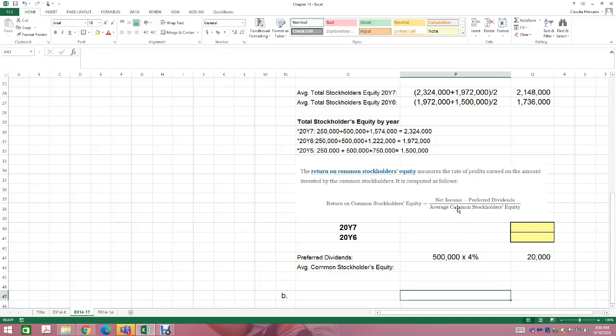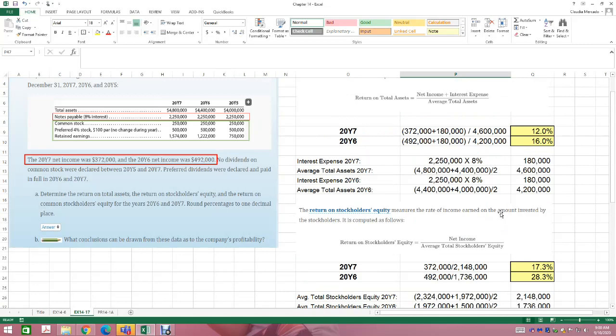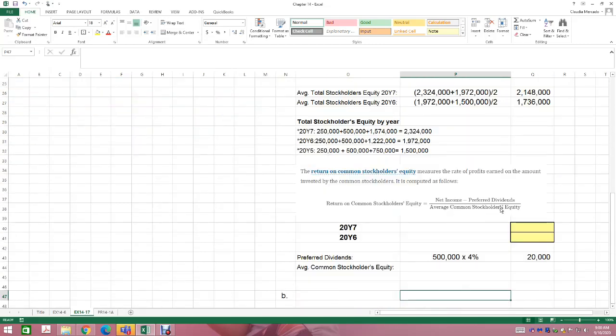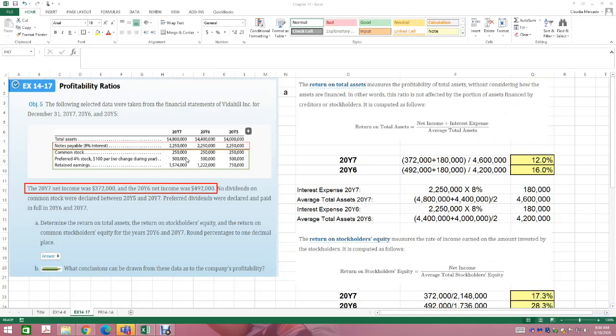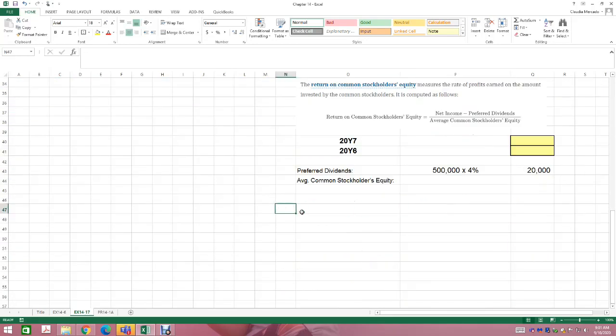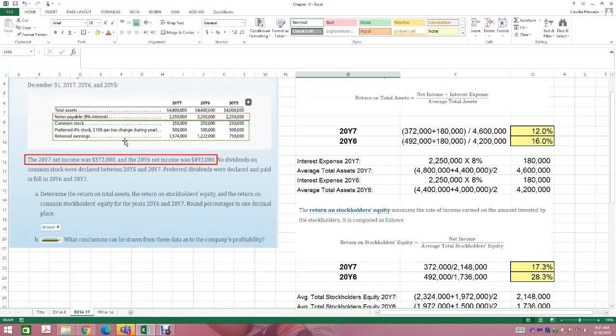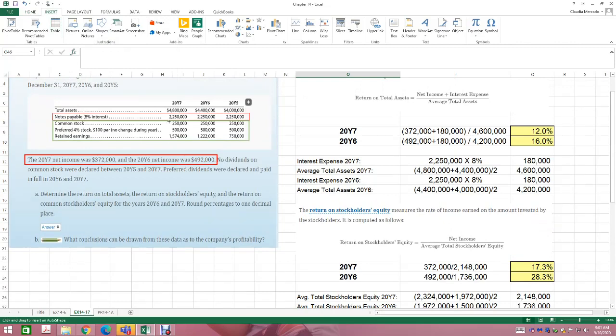The other component that we have to calculate is my average common stockholders equity. And they're being very specific: average common stockholders equity. To calculate it, we're going to add our retained earnings plus our common stock, because they only want our common stockholders equity. So it'll be the 1,574,000. Maybe I should do that like I did on the other ones. Let me delete this. So for my average common stockholders equity, I'm going to be doing my common stock and my retained earnings.